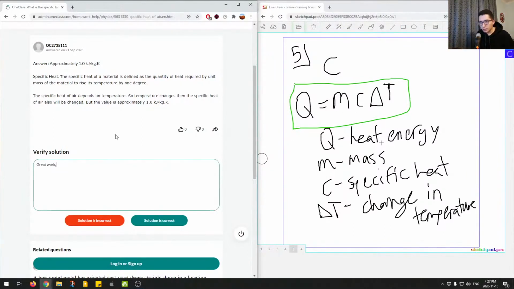Great work. Correct answer. So, I'll mark this question as correct and move on to question number 6.